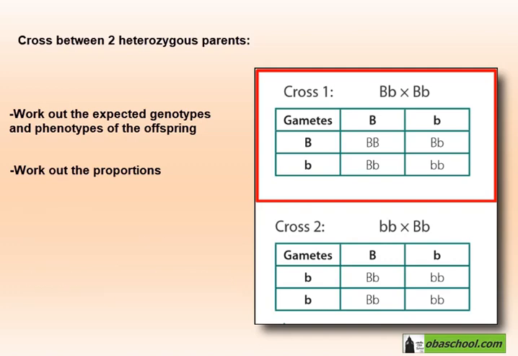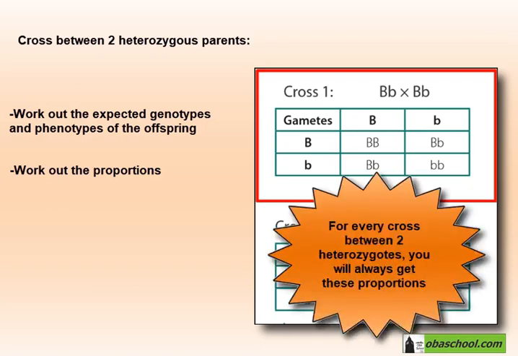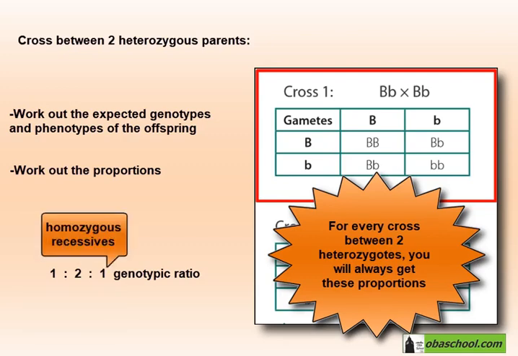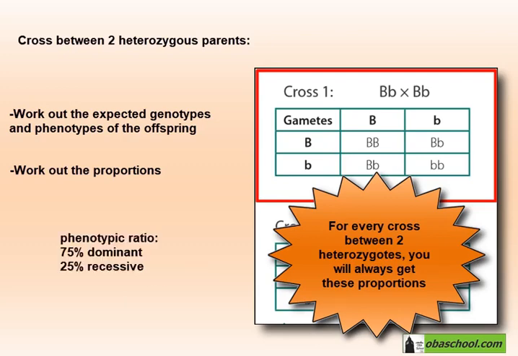The proportions and ratios of possible offspring will be the same for every heterozygous cross you look at. Every time we cross two heterozygotes, we're going to get these ratios, 1 to 2 to 1, of homozygote dominant, heterozygote, and homozygote recessive. These are the genotype ratios. As for the phenotype ratios, we're going to get 75% of the time the dominant phenotype and 25% of the time the recessive phenotype.